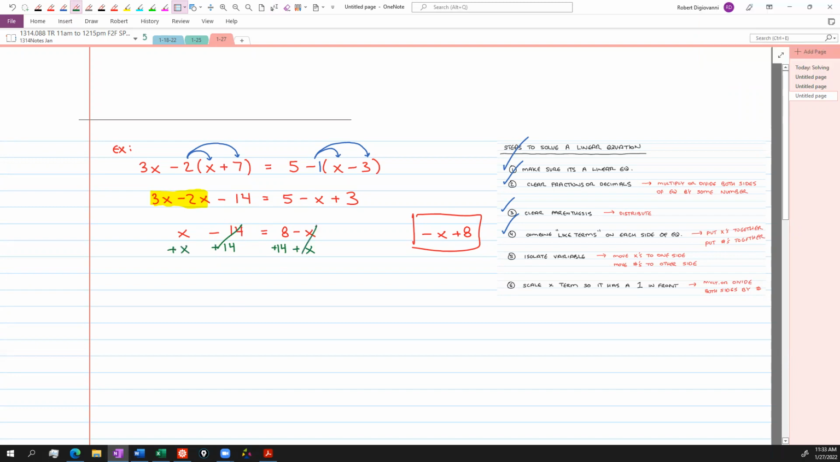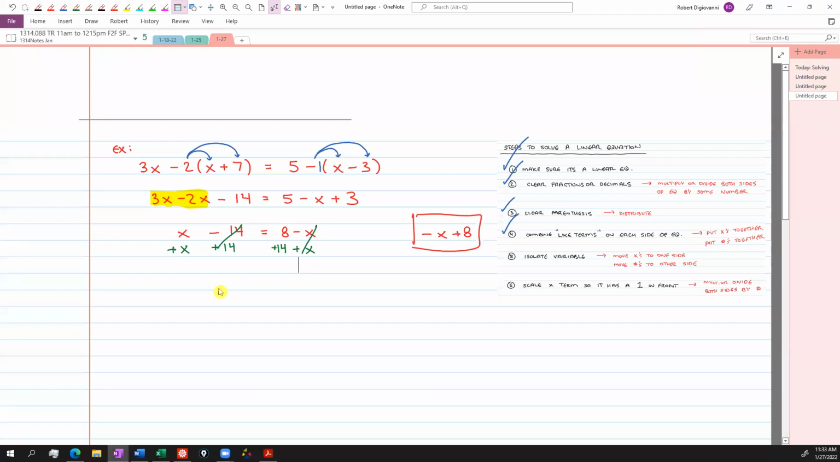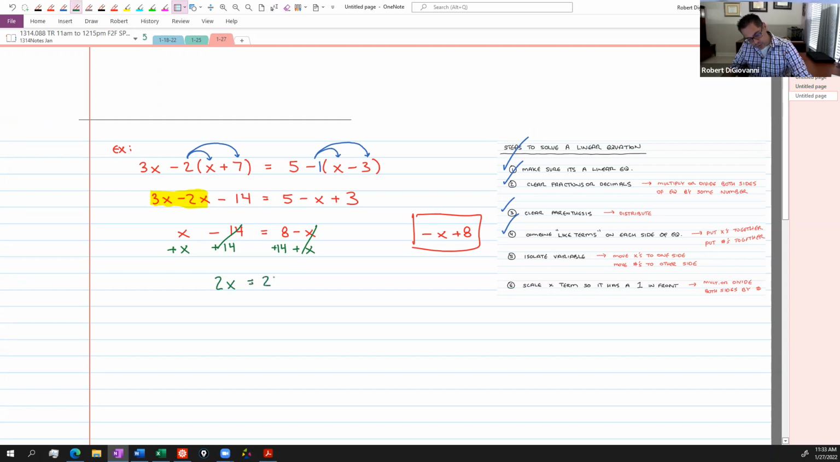All right. Good. You want to tell me, Jareth, what we would have? Like what's still over here on the left side? 2x equals 22. 2x equals 22, right? Yes, sir. Everyone got that? x plus x is 2x. 8 plus 14 is 22. There we go. So we have now done the 5th step. We have isolated the variable.